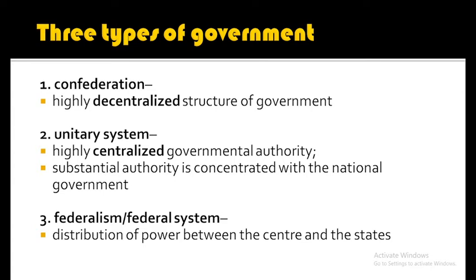The third one is federalism or federal system, where, as we have already discussed before, there is distribution of power between the center and its constituent units or the states. In such a system of administration, the authority exercised by the government is derived from the people.